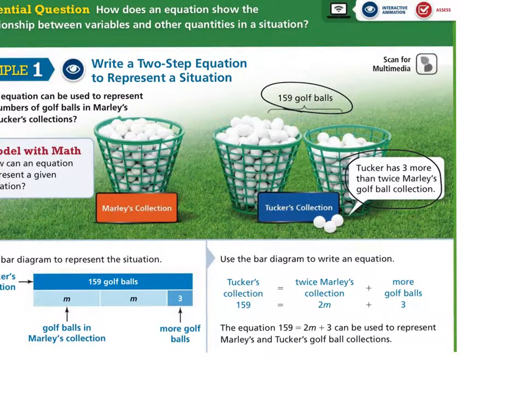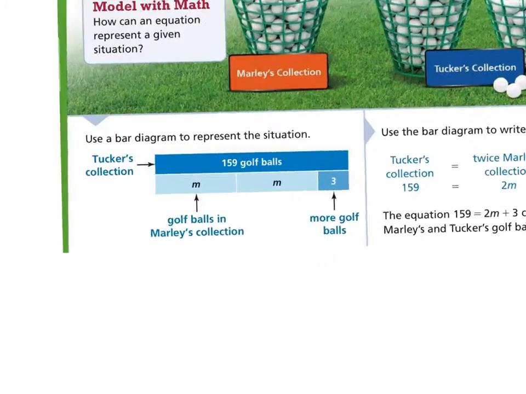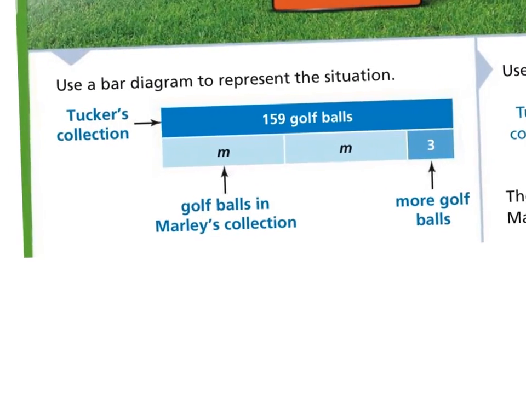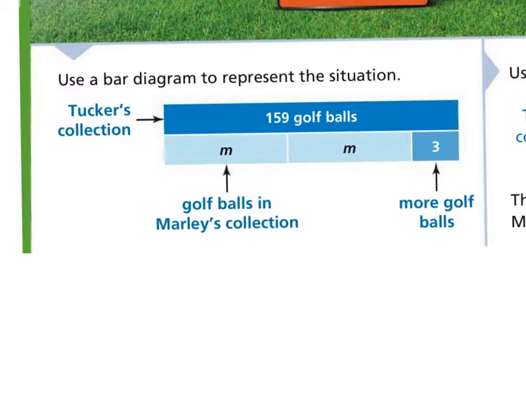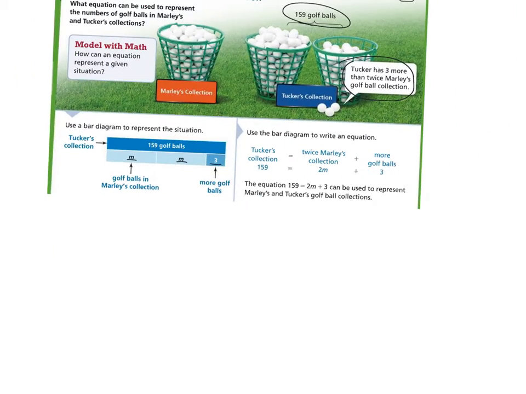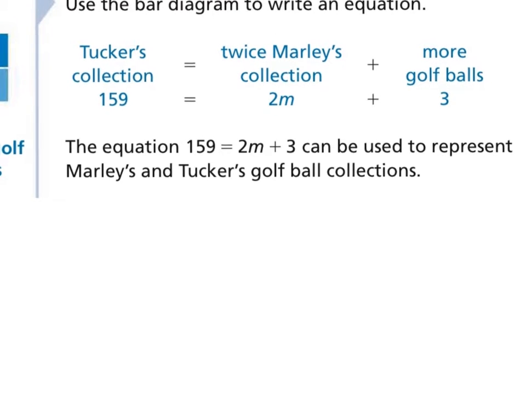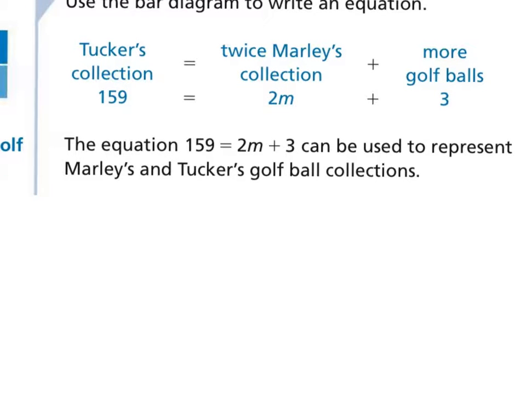So one option would be we could make a bar diagram. Tucker's collection is 159 golf balls, and if M is Marley's, we can see that's 2 times as much plus 3 more. That's kind of how they're getting that bar diagram. You don't have to do the bar diagram. If it helps you though, go ahead and use it. And then they made an equation off of that. So they said 159 is equal to 2m plus 3.